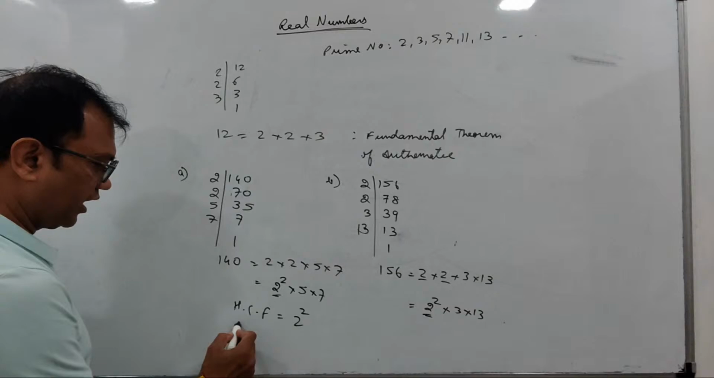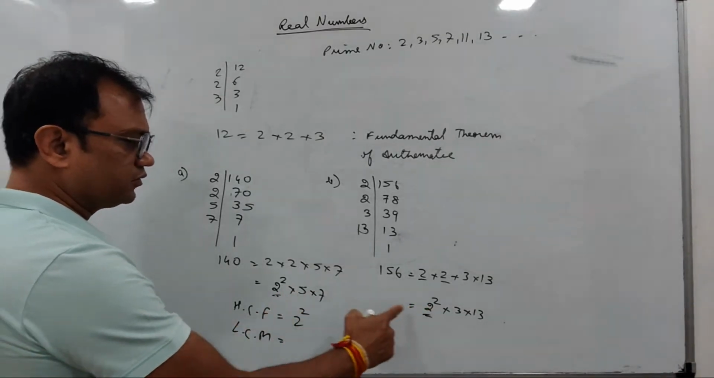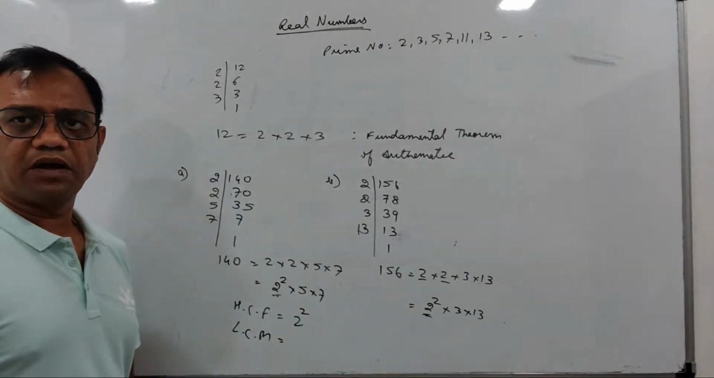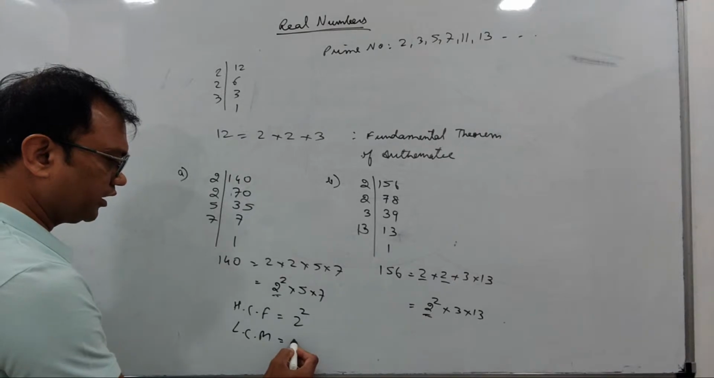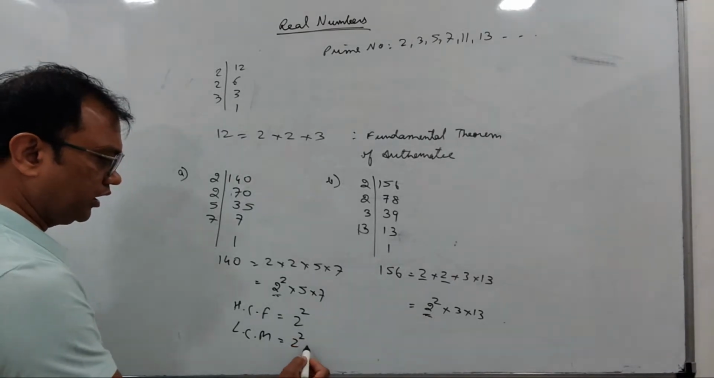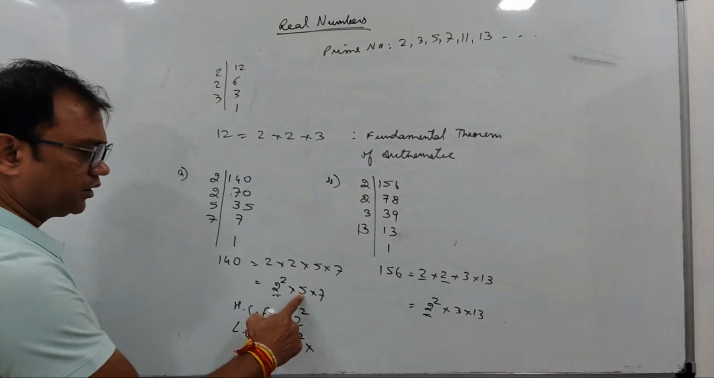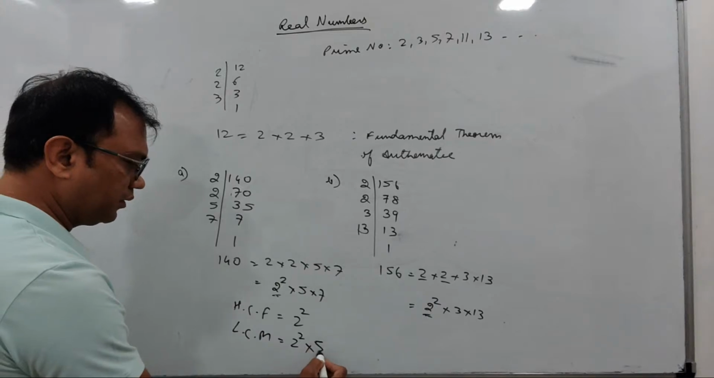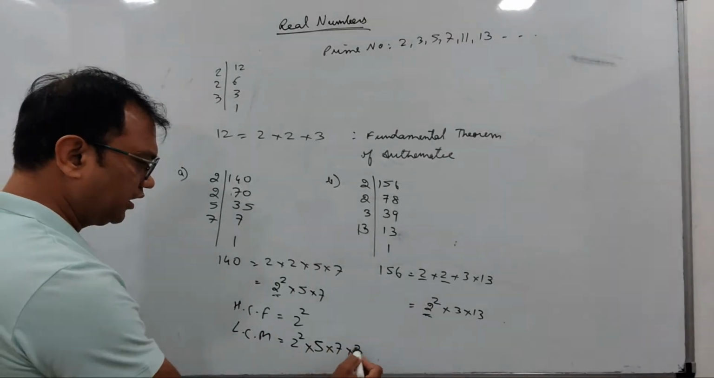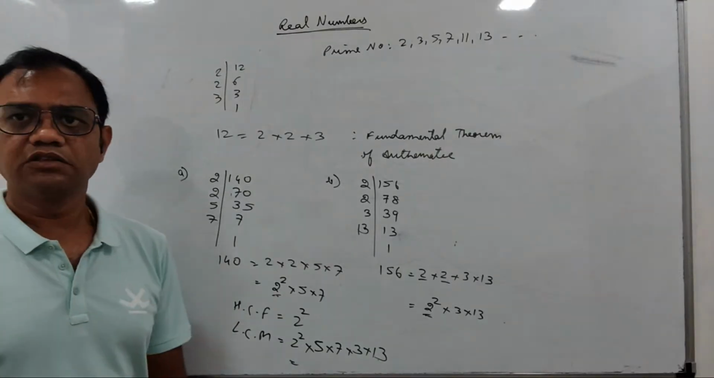In LCM, first of all we write the highest power of the common number. Since here it is 2 raised to 2 only, we write the highest power, that is 2 raised to 2, and then write down the remaining numbers. The remaining numbers are 5, 7, 3 and 13. If you multiply, you get the LCM. So this is how we find the LCM.